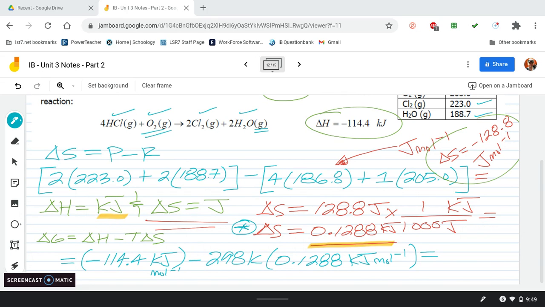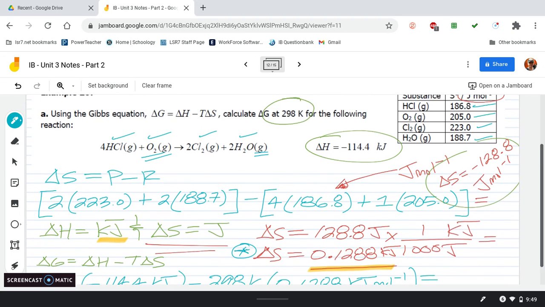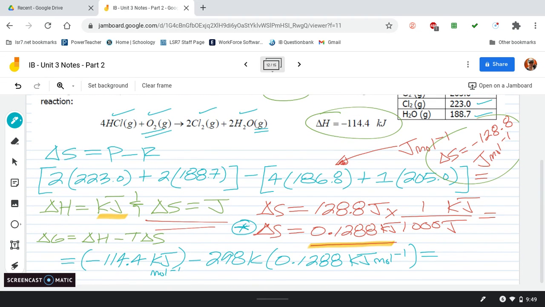So it's negative 114.4 minus 298 times negative, I forgot my negative there, times my negative value on my 128.8. So take a look at what I did. See this right here? Our answer was negative 128.8. And then look what I did down here. I forgot to transfer the negative sign down.